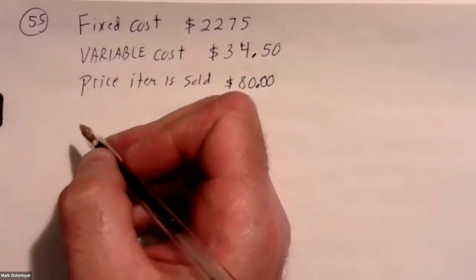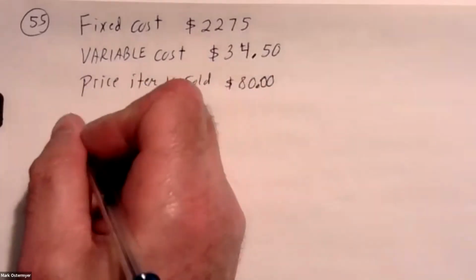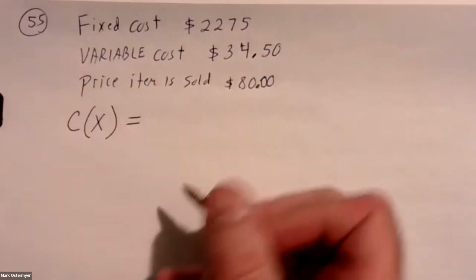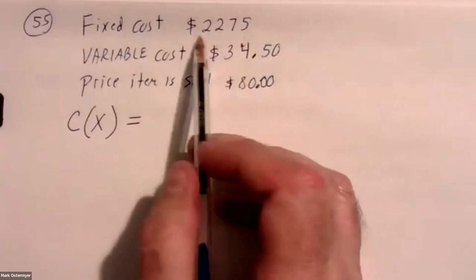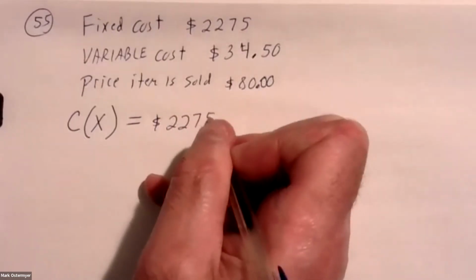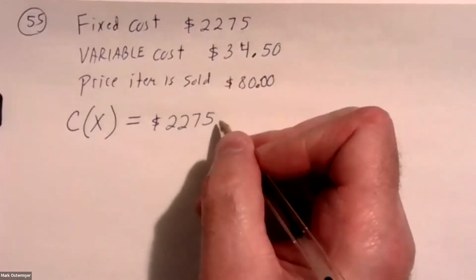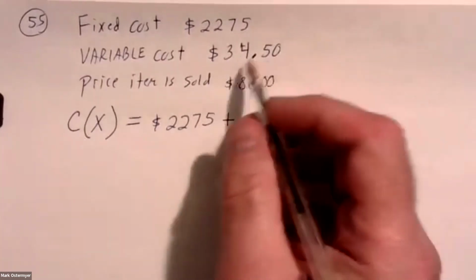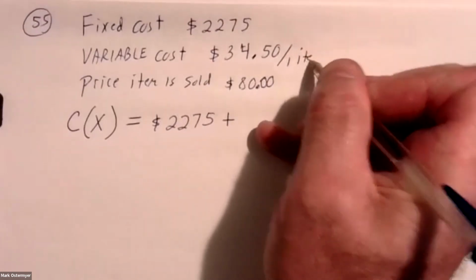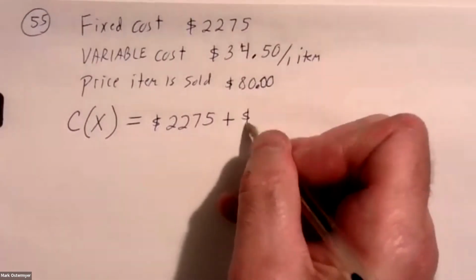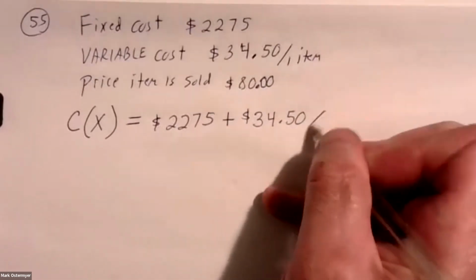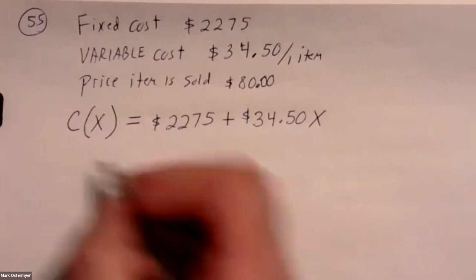So if I manufacture X of these items, whatever they are, the cost of manufacturing X items is going to be equal to what? Well, ladies and gentlemen, we have a fixed cost that we have to realize. Got to lay out that $2,275, regardless of the number of items we produce. Plus you have a variable cost, which says this is $34.50 per what? Per every one item. And we're going to manufacture X items. So this is going to be $34.50 per one item times X items.